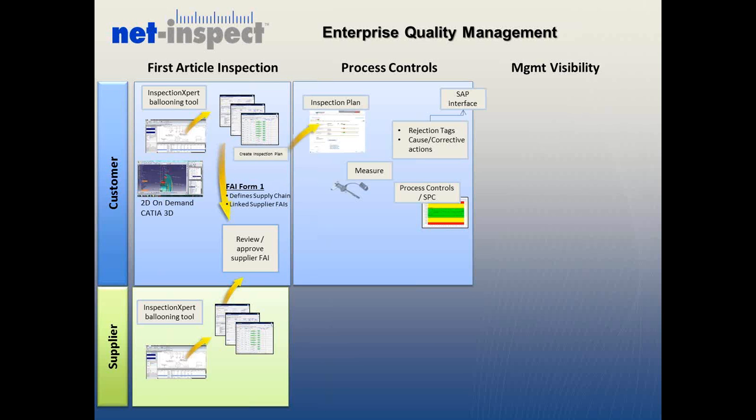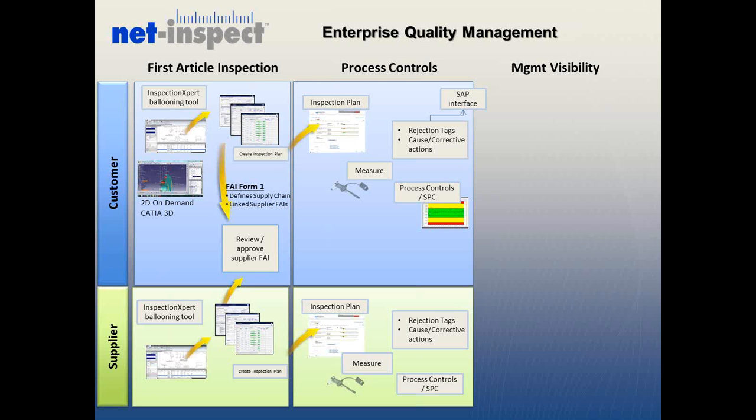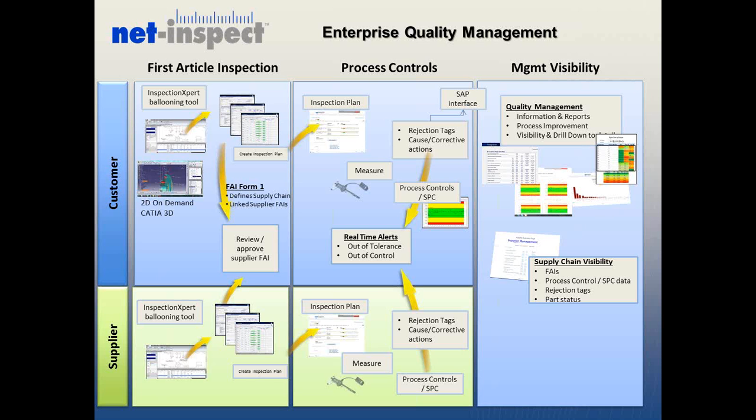Directly from the first article, you can automatically create the inspection plan for your process control activities for both you and your supply chain. Here you can do your measurements results, get your reports, process controls, SPC, keep your rejection tags. We offer SAP interfaces. And again, full-time visibility, real-time alerts, out of tolerance, out of control, between your supply chain and your customer view. And then all of that coming together in management visibility.